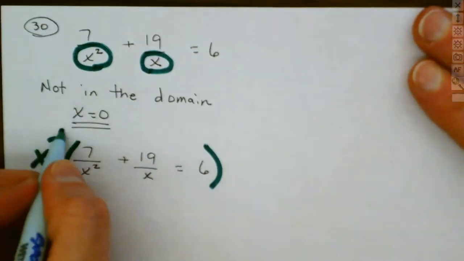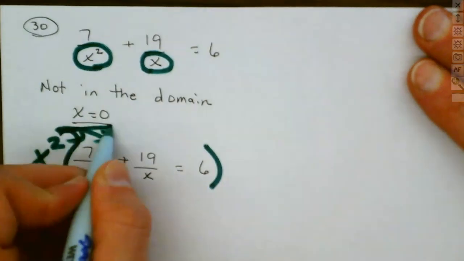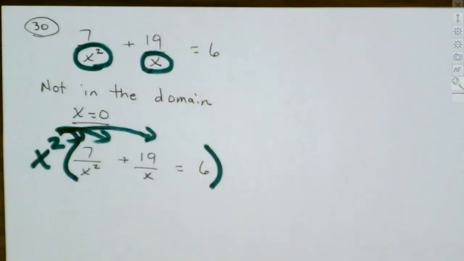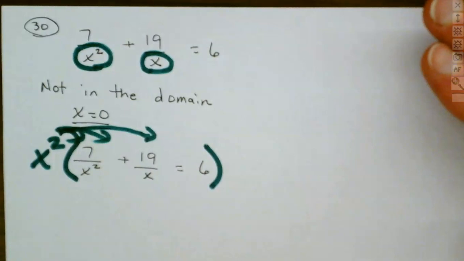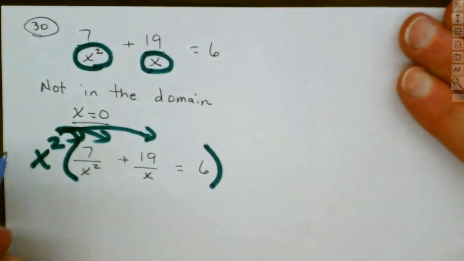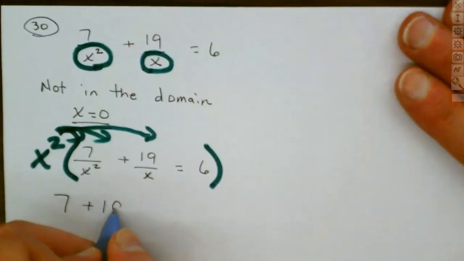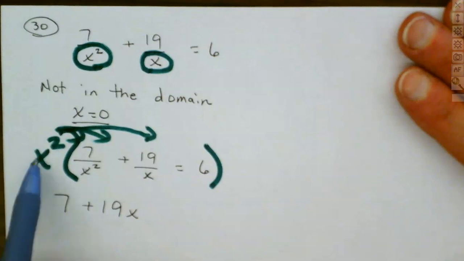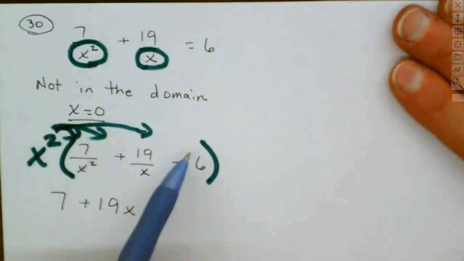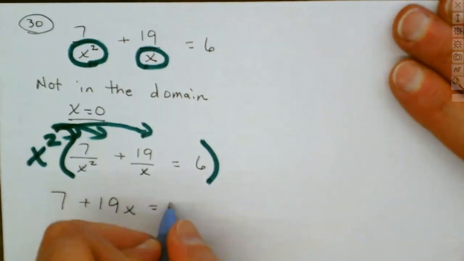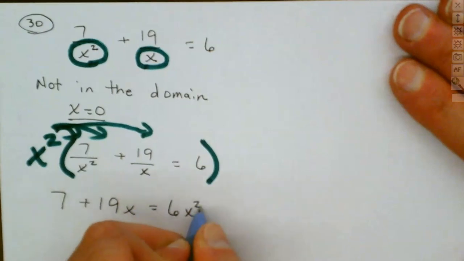So we're going to distribute this through, and it's going to all cancel out. So let's see what we've got. When we distribute through, the x squared and the x squareds cancel. That leaves you with the 7. The x squared and an x cancels. That leaves you with a 19x. And then we've got x squared, nothing to cancel. So that leaves you then with a 6x squared.